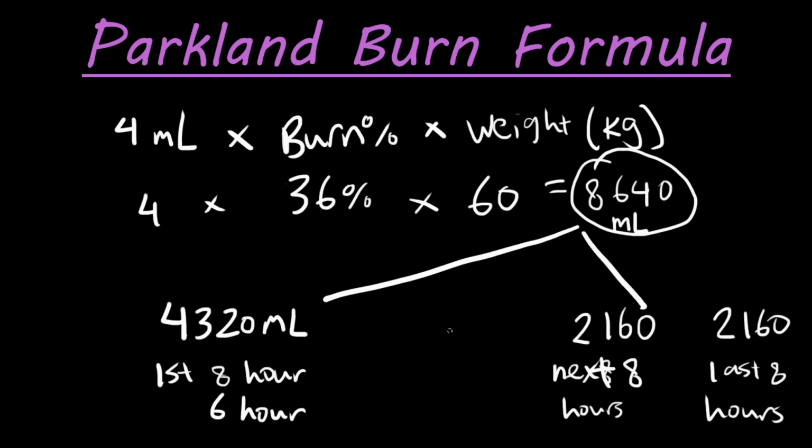So this formula helps us figure out how much fluid we would expect to give over the 24-hour period. And remember, once again, once we have that number, divided by 2 is how much fluid we're going to give in the first 8 hours since the time of injury, and then divide that number by 2 to split it into 2 equal sections, and that's going to be the next 8 hours and the last 8 hours of fluid that we're going to give.